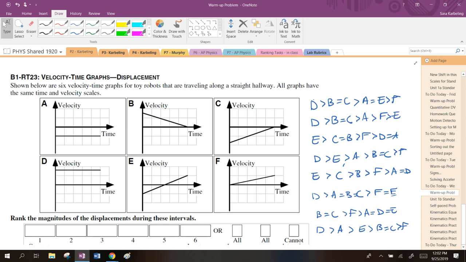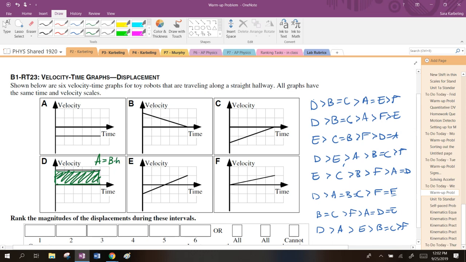D looks a lot like the question that we did in question 2, doesn't it? It's got a positive, constant velocity. We can absolutely figure out the displacement of this object, right? This toy robot or whatever. So we're going to just look at that box, and it looks like a nice little rectangle. We're going to find the area of that rectangle. We remember that the area of a rectangle is base times height or length times width.